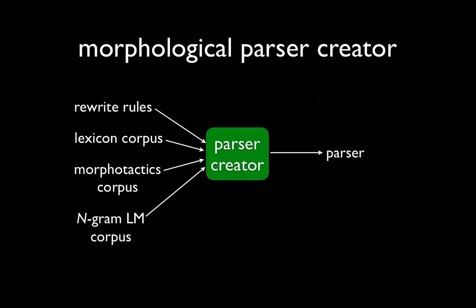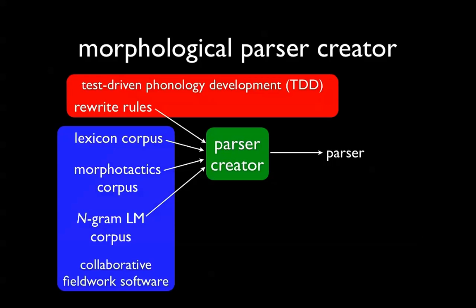So, the morphological parser creator is essentially a function that takes rewrite rules and corpora as input and returns a morphological parser as output. The good news is that collaborative fieldwork software can facilitate the creation of the required corpora. And the test-driven phonology development feature of the parser creator can help us to build phonologies as ordered rewrite rules. I will elaborate on these two points in a moment.